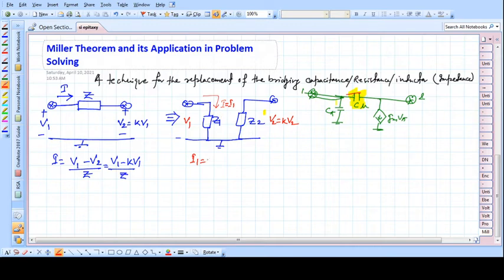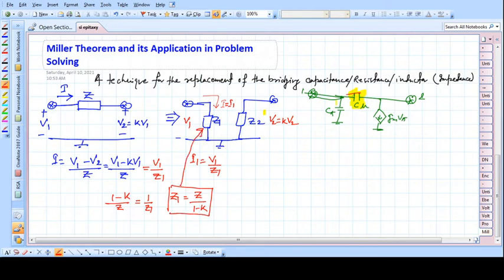So this I1 is simply V1 minus 0 by Z1, so we can write V1 by Z1. This I is the same as that one. If we equate these two terms with V1 by Z1, we get 1 minus K by Z equals 1 by Z1. So from here we can write Z1 equals Z by 1 minus K. This impedance value is Z1.